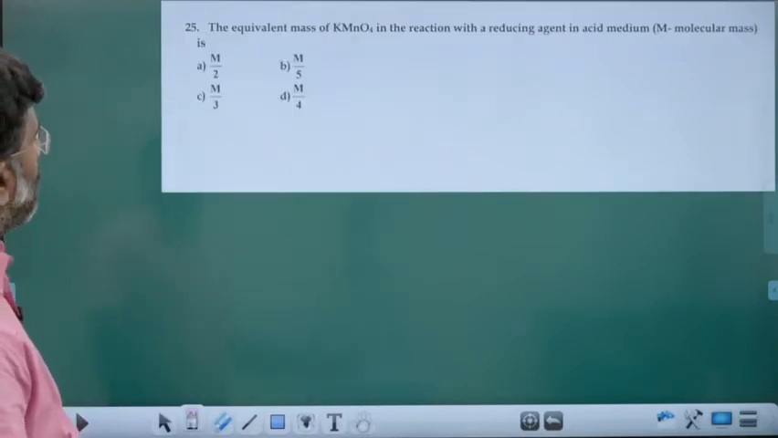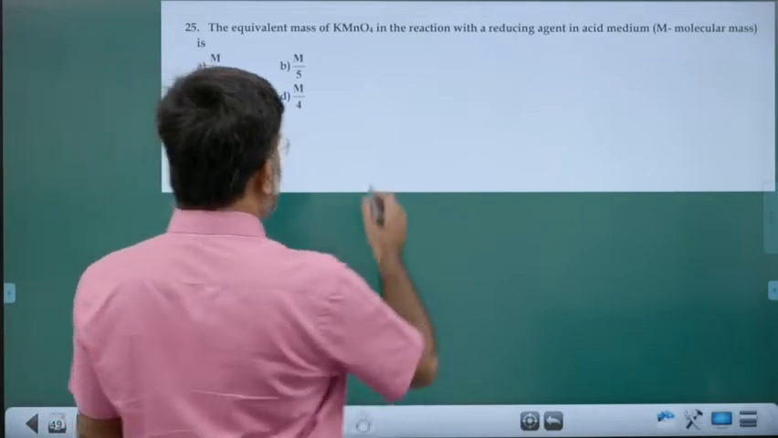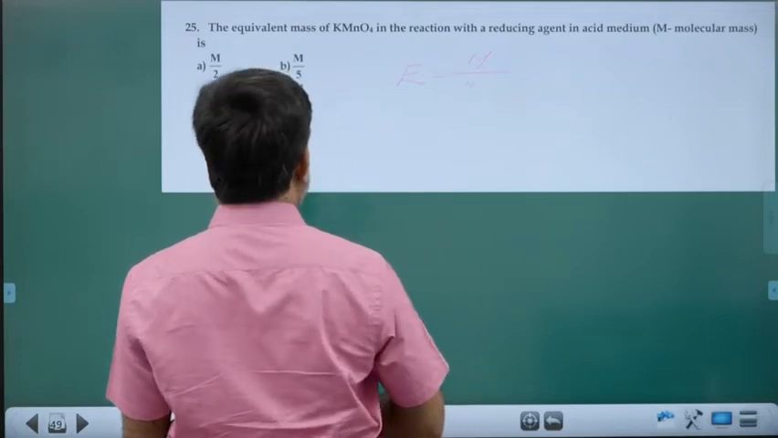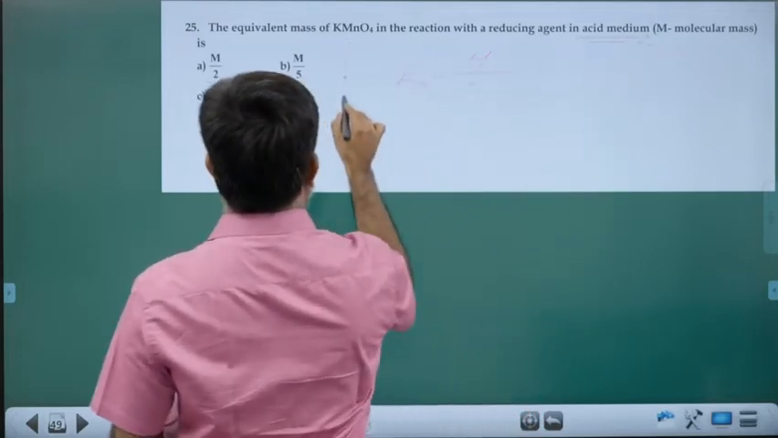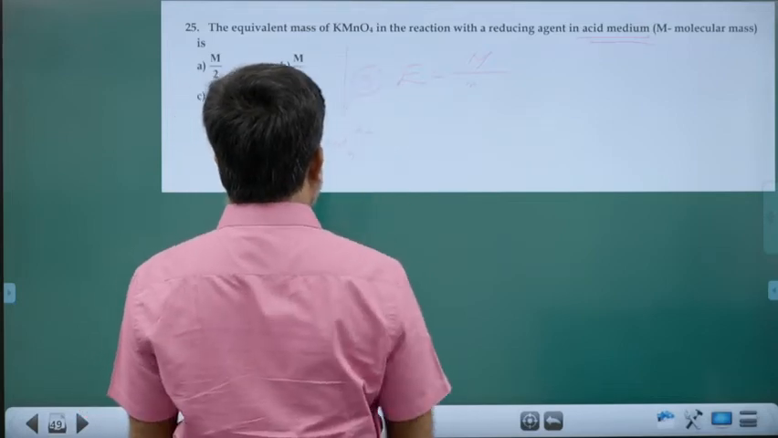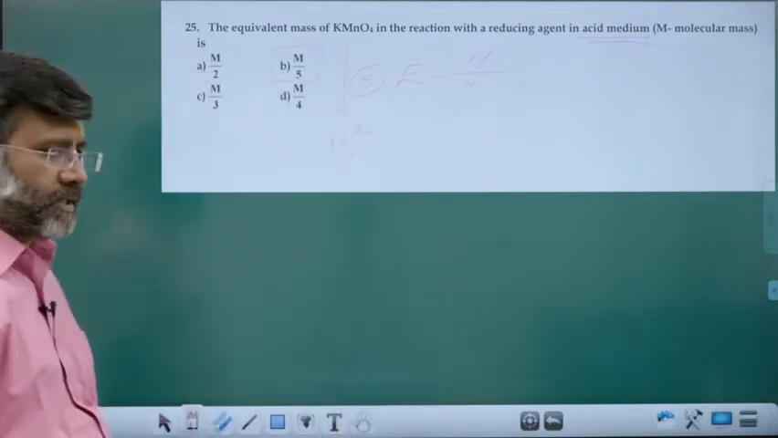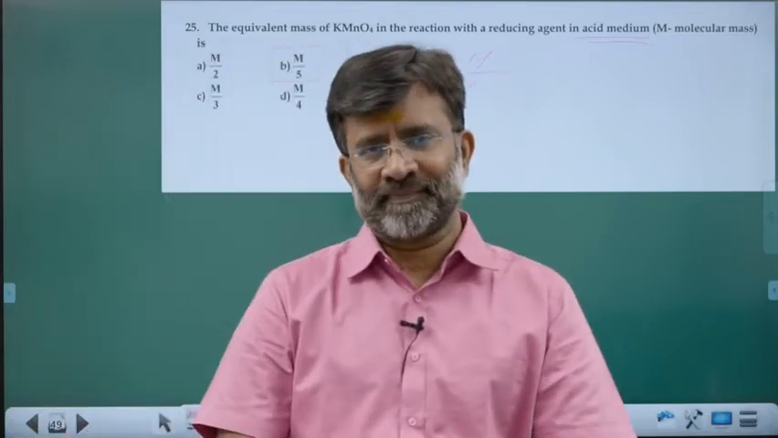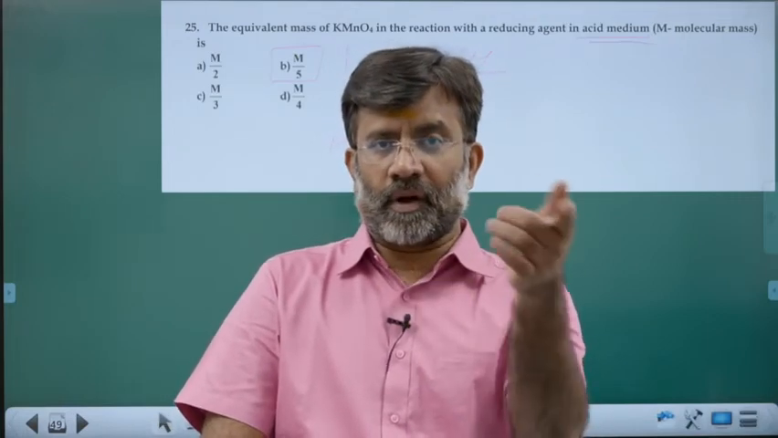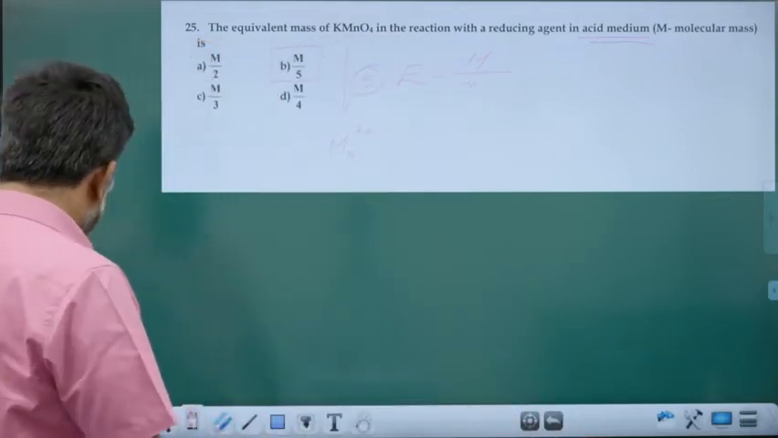Equivalent mass of potassium permanganate with the reducing agent in acid medium is, you see, equivalent mass is equal to molar mass by n factor, that's all. In acid medium, permanganate will be converted to Mn2 plus, and the n factor, many times we discussed, is 5, so it is molar mass by 5, option B. What about in neutral medium or faintly alkaline medium? What about in strongly alkaline medium? Think. Many things we have already discussed. Next.